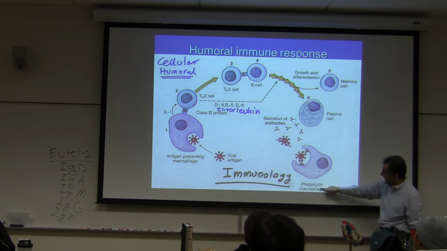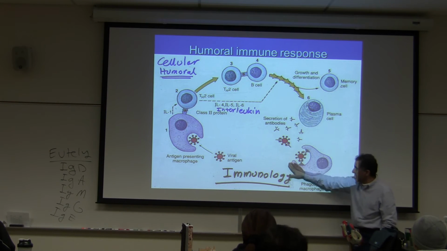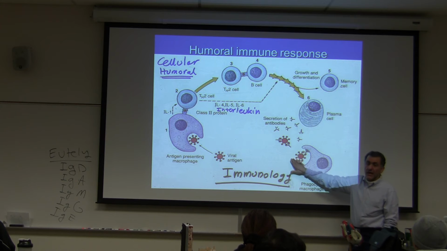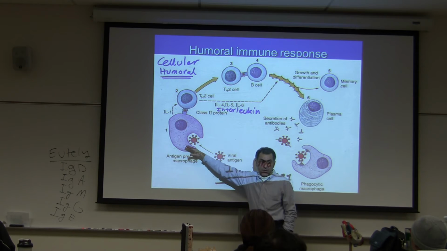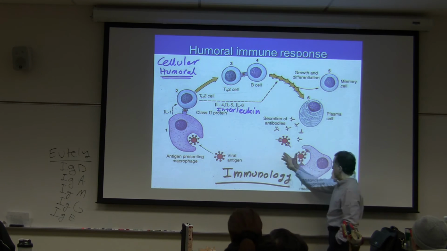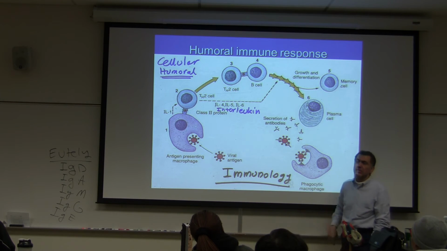Then this cell, phagocytic macrophage, engulfs. This portion is called cellular immune response. Up to here is called humoral immune response. But when this is engulfed inside this, that goes inside this cell, phagocytic macrophage, eat that, is called cellular immune response.